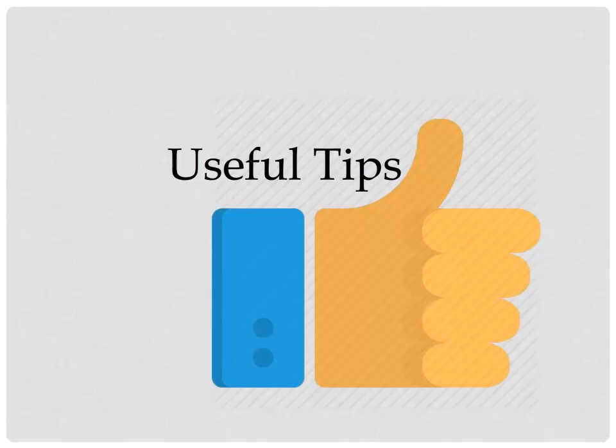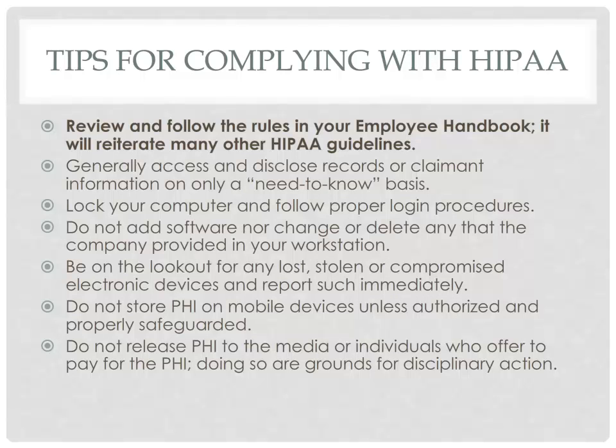Useful tips. Here are some useful tips for complying with HIPAA. Primarily, review and follow the rules in your employee handbook. It will reiterate many other HIPAA guidelines. Generally access and disclose records or claimant information on only a need-to-know basis. Lock your computer and follow proper login procedures. Do not add software nor change or delete any that the company provided in your workstation.